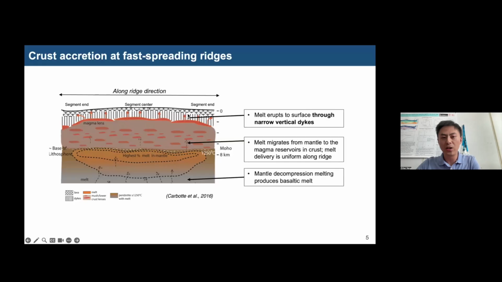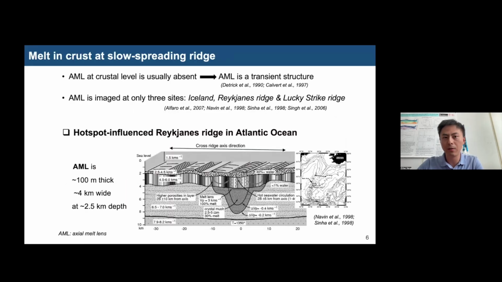But if we have a look at the slow spreading ridge, it's very different. First, the axial melt lens in the crust is usually not imaged at slow spreading ridges. This indicates the axial melt lens is a transient structure at slow spreading ridge. But at only 3 sites, we have observed the axial melt lens: beneath Iceland, on the Reykjanes ridge, and at the Lucky Strike ridge.